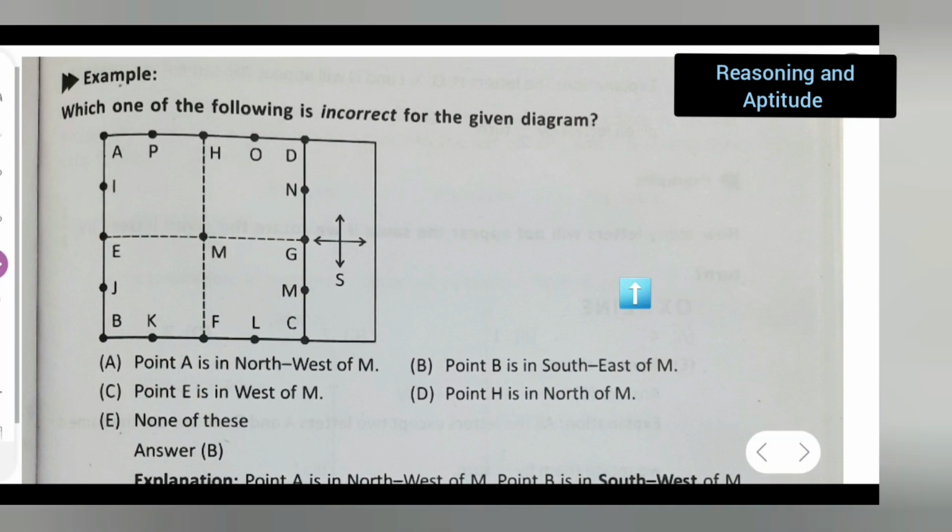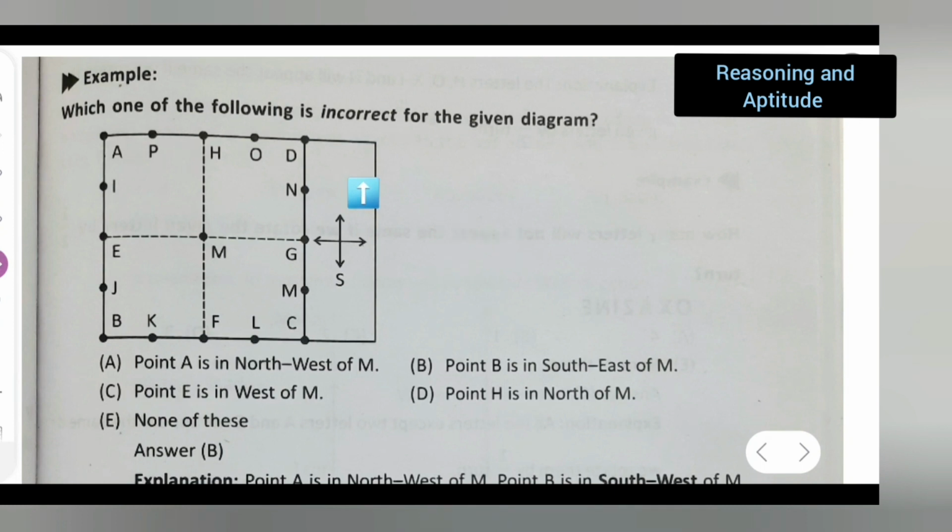Now moving towards the next example, you all can take down: which one of the following is incorrect for the given diagram. You all can draw this diagram. Okay, here some points are given: A, P, I, H, O, D, N, E, J, B, K, F, L, C, M, G. The direction is given. Okay, this is south, this is north, this is east, and this is west part. Okay, so this concept you all should understand.